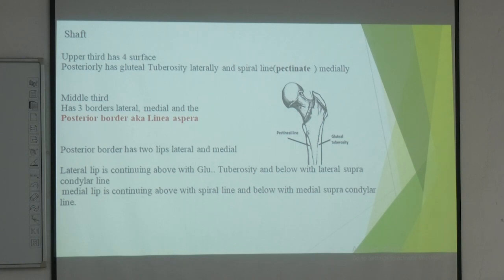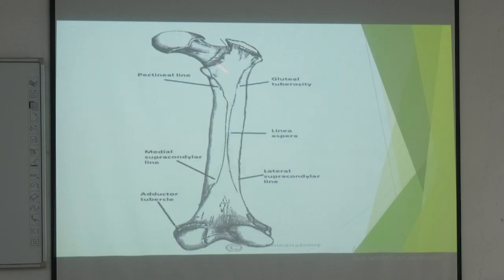Similarly for the bottom side, which is this one. So this linea aspera is basically the line of the shaft. You have to come to the examination knowing about the linea aspera, the lips of it, and the continuations above and below, and what the line is called over here. This is the first part of the shaft, the area of the shaft that you have to remember. The rest of the shaft is easy.